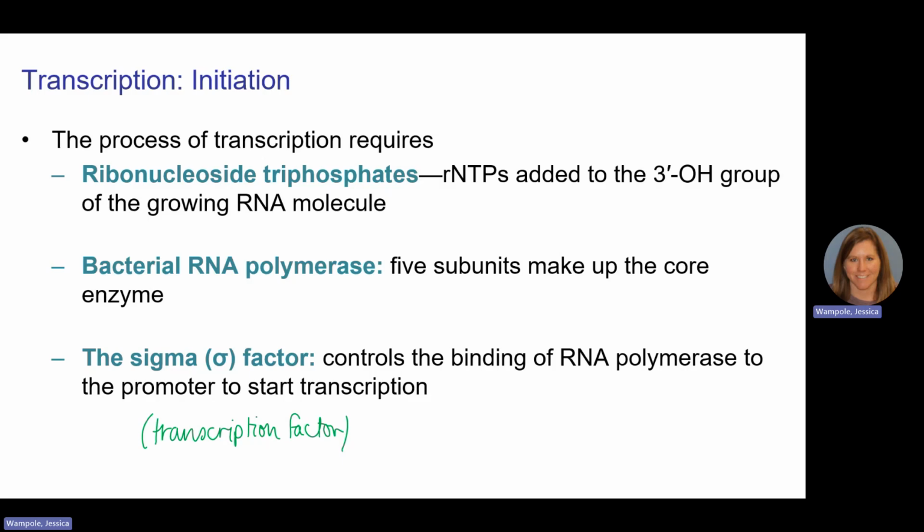This sigma factor is basically going to act as a guide to bring RNA polymerase in. It's going to sort of signal for RNA polymerase to come bind to that promoter region.